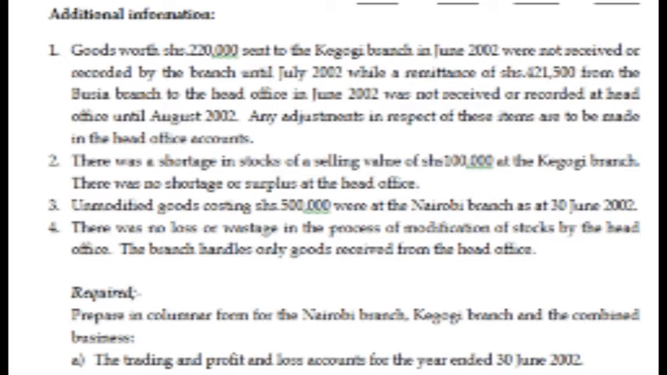Required. Prepare in columnar form for the Nairobi branch, Kegogi branch, and the combined business: A. The trading and profit and loss account, or rather we call it the income statement or the statement of profit or loss for the year ended 30 June 2015, and B. the statement of financial position as of 30 June 2015. That's what we are required to do.